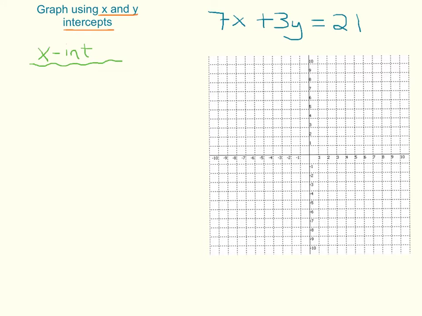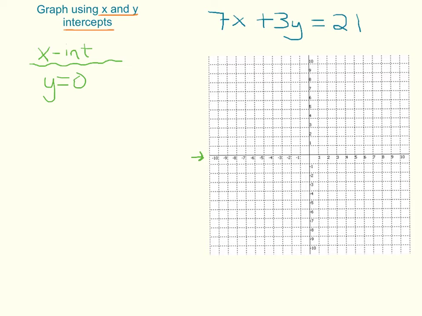So first, the x-intercept is the point where the graph crosses the x-axis. I want you to think about, what do you know about that point? Any point on the x-axis, what do you know about the value of y? It is always y equals 0.